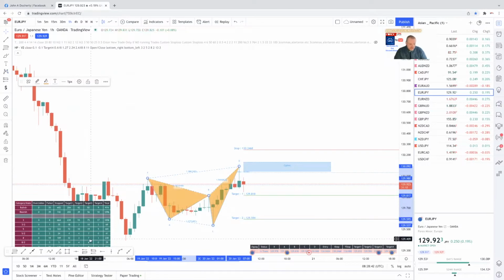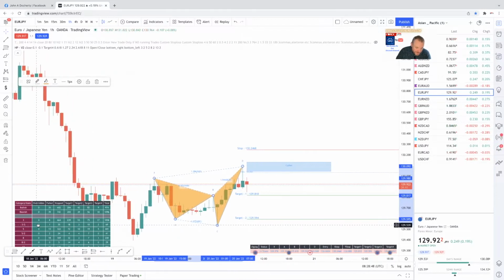Now, generally on this left-hand side, you're going to see a category state, which is going to tell you if it's bullish or bearish. It also tells you how many have failed, how many stopped, how many hit target 1, 2, and 3. There's also a target 4 on these ones, and the total amount of patterns that have emerged.